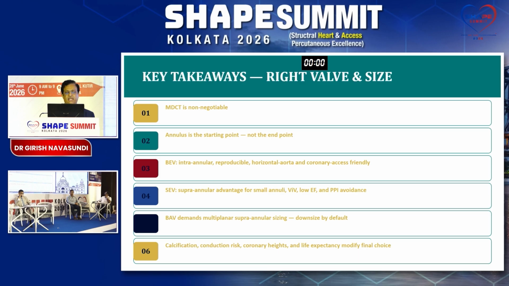Balloon expandable valves are intra-annular, reproducible, and horizontal aorta and coronary access friendly. Self-expandable valves are supra-annular, with an advantage for small annuli. In valve in valve and low ejection fraction, you don't have to pace them, that's the advantage, but the downside is higher pacemaker rates. Bicuspid aortic valve demands multiplanar supra-annular sizing, downsize by default. Challenges would be calcification, conduction risk, coronary heights, and life expectancy, which modify final choices. If you have younger people, you want different valve positioning, and if you have very old patients, where only one valve would suffice, probably you'll go aggressively with one valve.